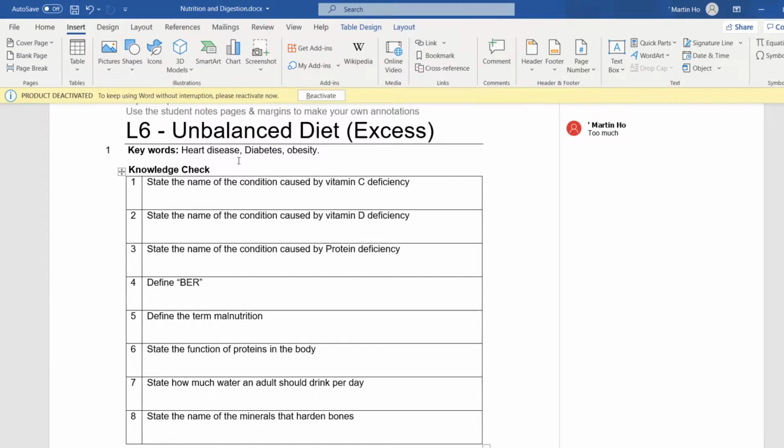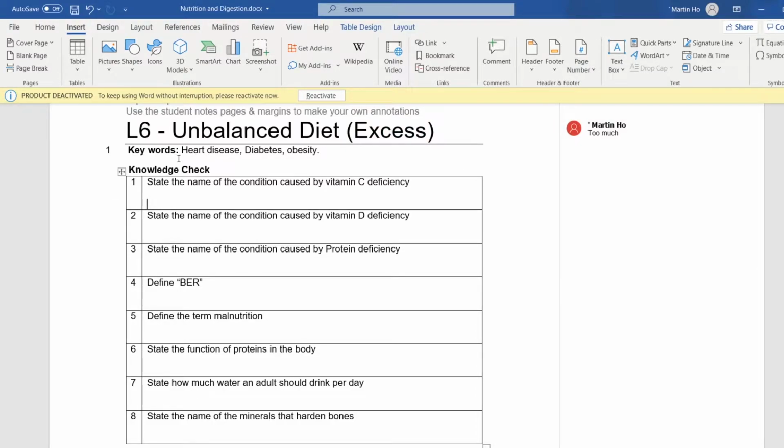In this lesson, we'll be continuing our conversation about unbalanced diet. However, this time, we'll be focusing on malnutrition due to excess nutrients. As you see already on the right side, I've made a note of what excess means. Excess is defined as too much or an overage of certain nutrients.